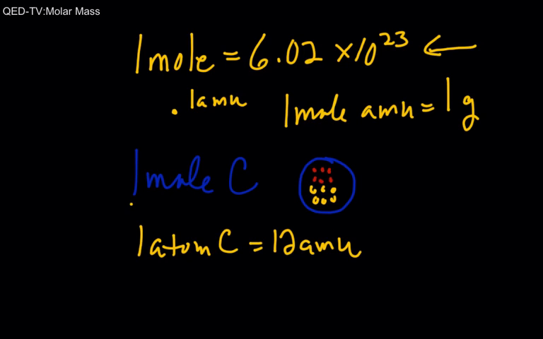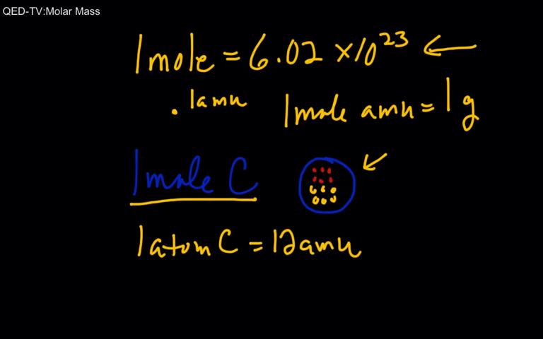But what if I had 1 mole of carbon atoms? That would mean I'd have a whole lot more of these atoms. I'd have 6.02 times 10 to the 23rd of these atoms. That's a lot. And each atom here has 12 particles in it. So if I had a mole of carbon atoms, I would have 12 moles of particles.